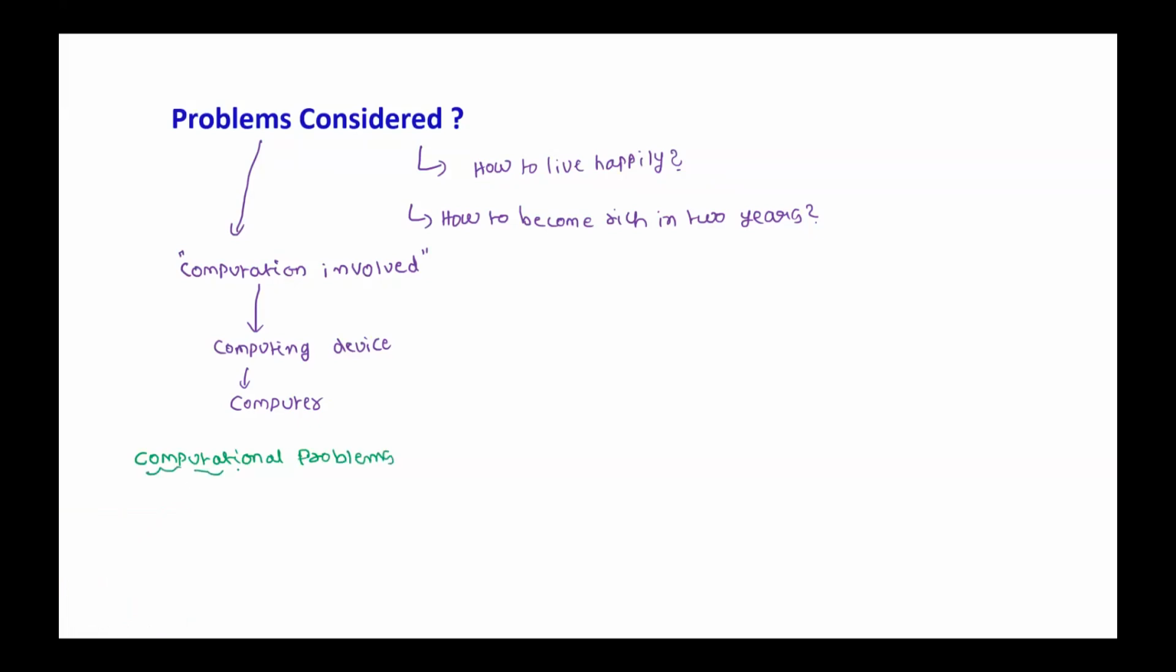Can you give an example for computational problems? Factorial of a number. Finding factorial of a number. Okay, one is factorial of a natural number. Let us write it as a natural number. Next, any other example?